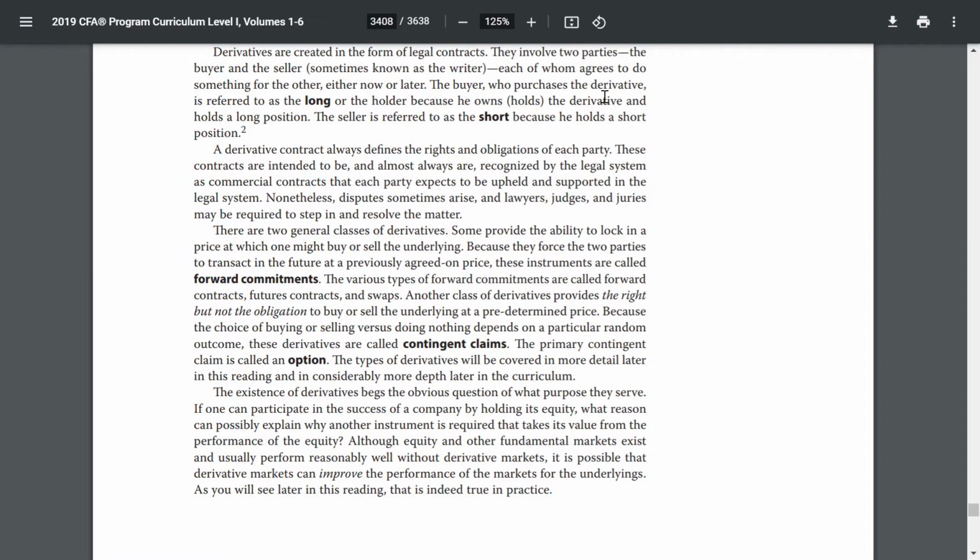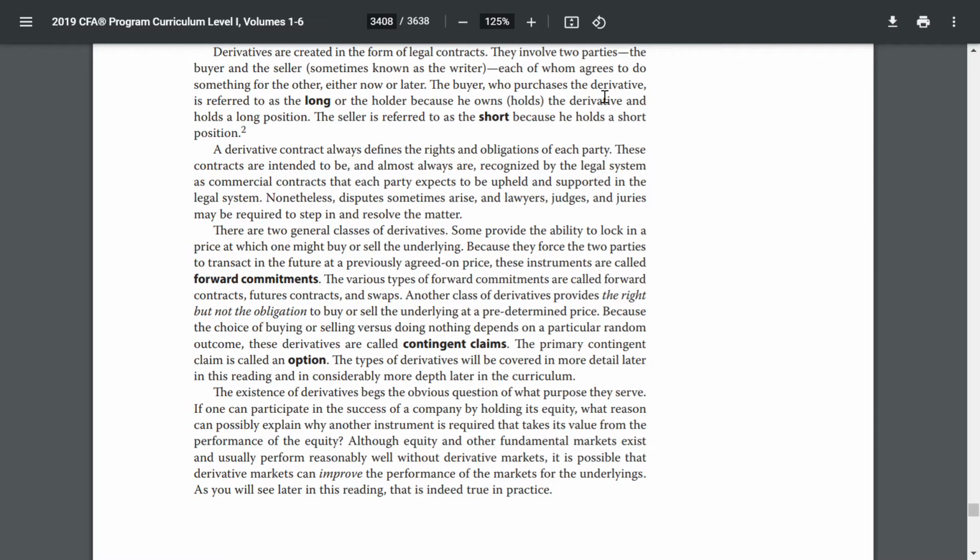Either now or later, the buyer who purchases the derivative is referred to as the long or the holder because he holds or owns the derivative and holds a long position. The seller is referred to as the short because he has a short position. A derivative contract always defines the rights and obligations of each party. These contracts are intended to be, and almost always are, recognized by the legal system as commercial contracts that each party expects to uphold and support in the legal system.